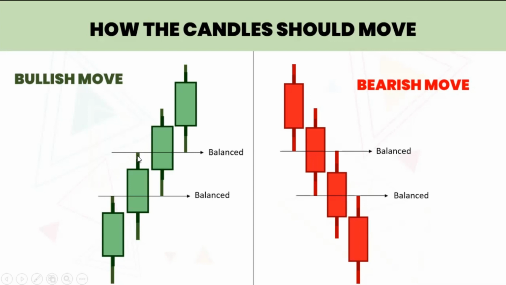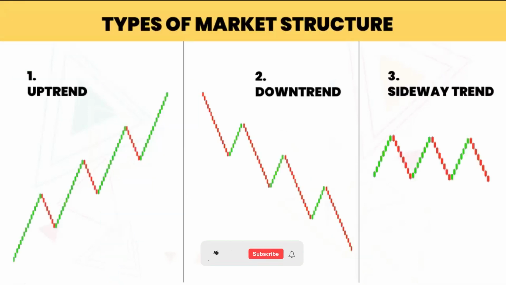The same thing for the bullish one. The high of this one should touch the low of this one. That's how the market is supposed to move. That is how it should move. That's how the candles are supposed to be delivered effectively. You understand me? So now let's go to the types of market structure.